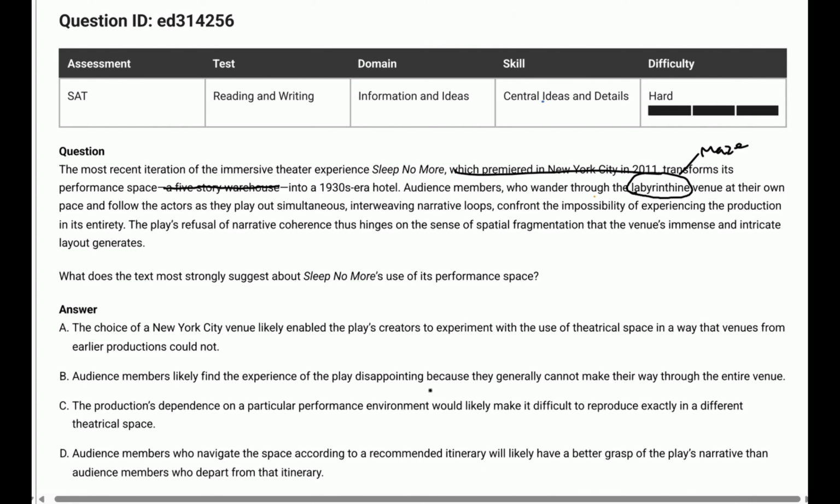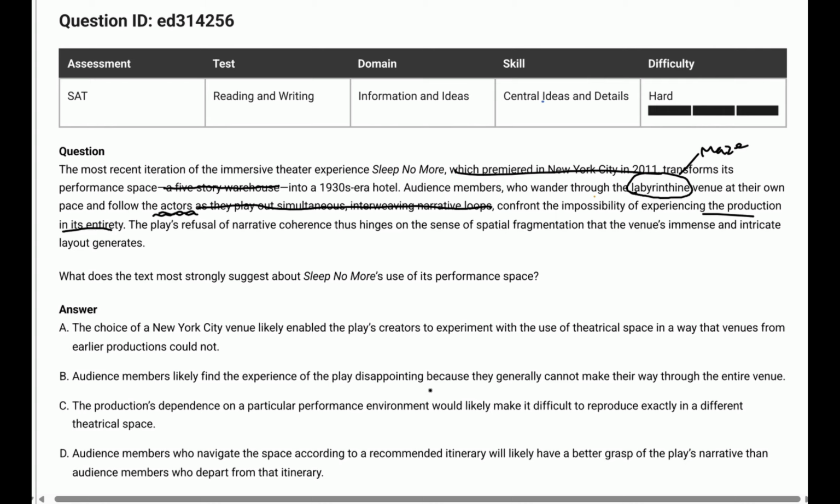Okay? They're confronting the audience. Again, you're having this confusion, right? Actors as they play out simultaneous interweaving narrative loops. Who's confronting? Don't lose sight of what you're talking about. The actors confront the impossibility of experiencing the production in its entirety.